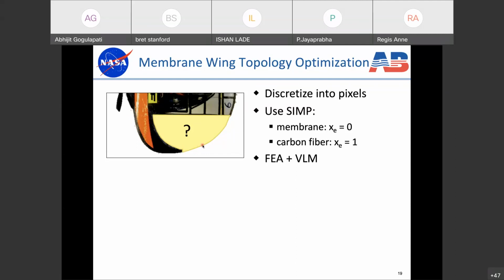So in the classical SIMP idea, we're going to interpolate between solid and void. Now, we don't want to do that here. We don't want any voids in our wing. So what we're going to do is we're going to have a multi-material idea. We're going to interpolate between two different materials. Material one, when the design variable is equal to 0, is going to be this latex rubber membrane skin, this very flexible membrane skin. And material two, when the design variable is equal to 1, is going to be the much stiffer carbon fiber. And we're going to interpolate between those two extremes in some way.